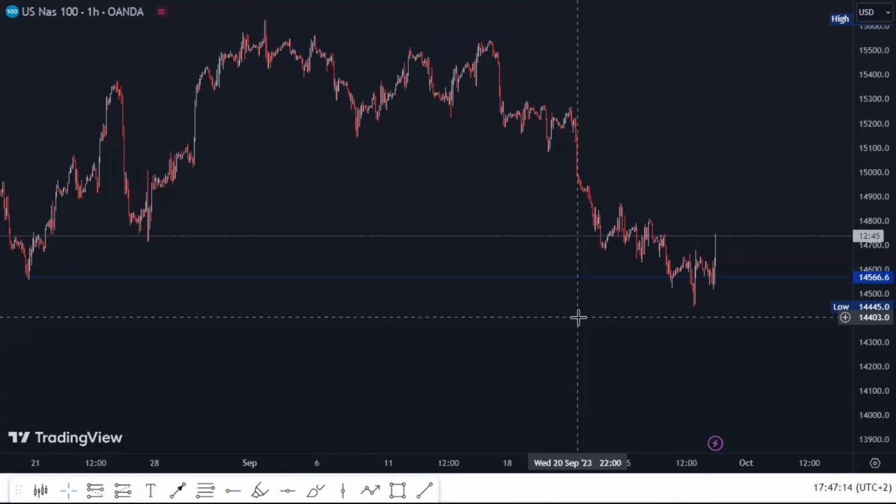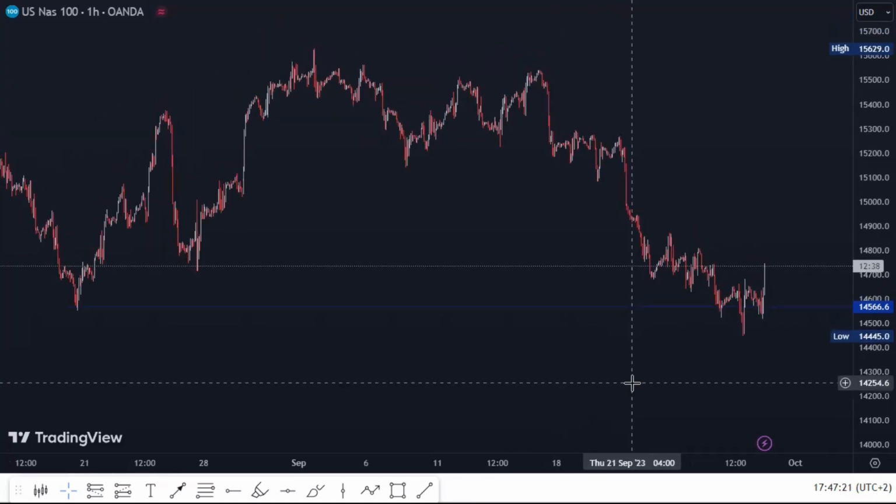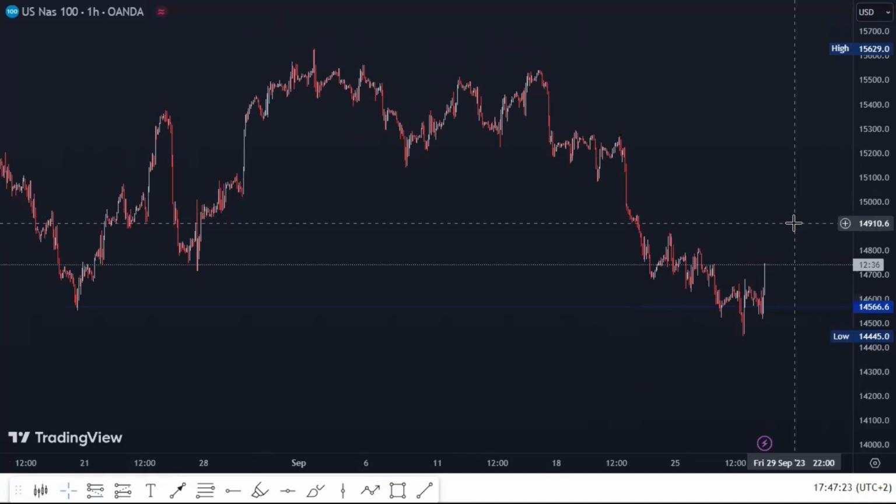So here we are having Nasdaq. I just want to break down how I took this trade. In fact, we were live on Instagram. If you saw that live video, then you killed Nasdaq.